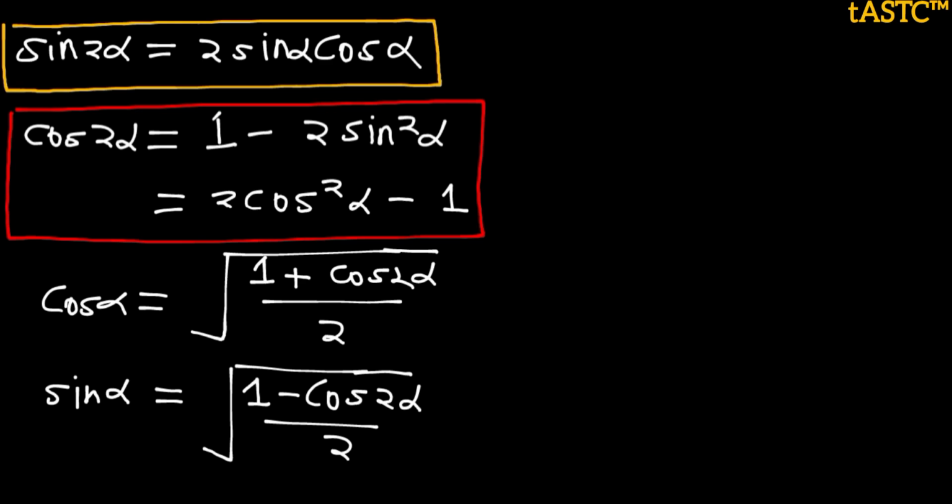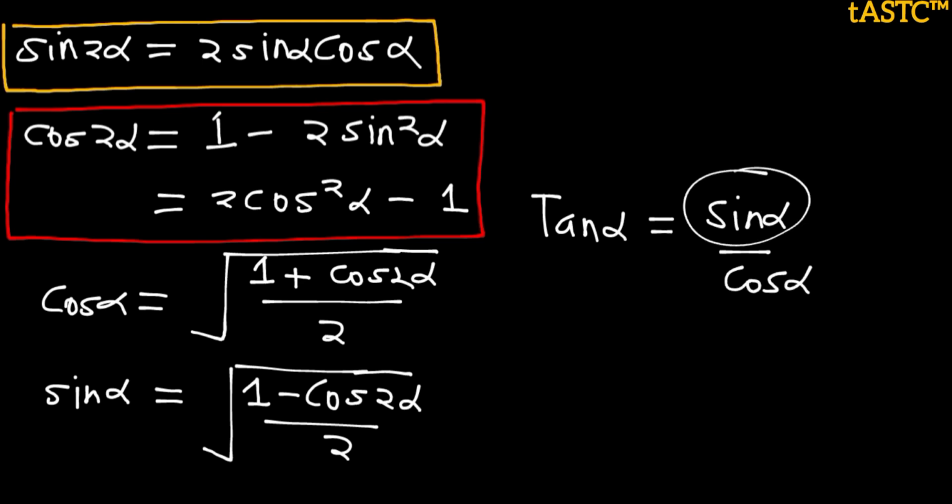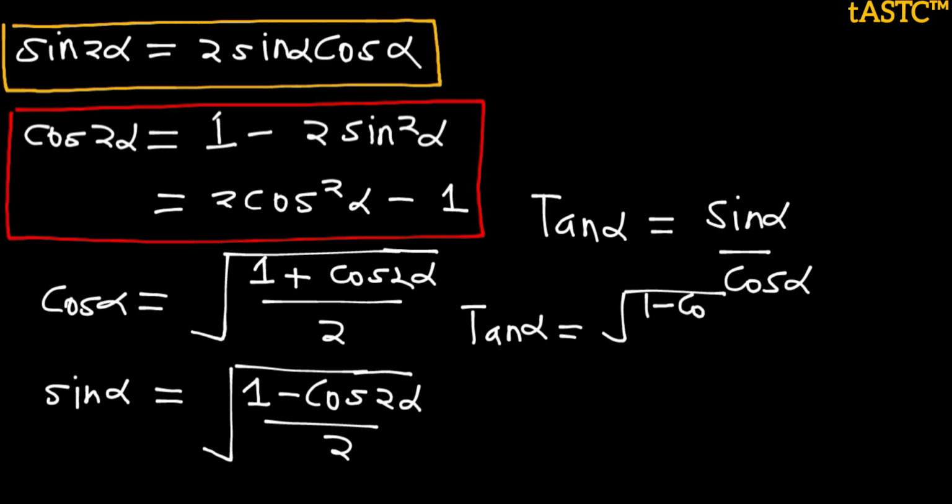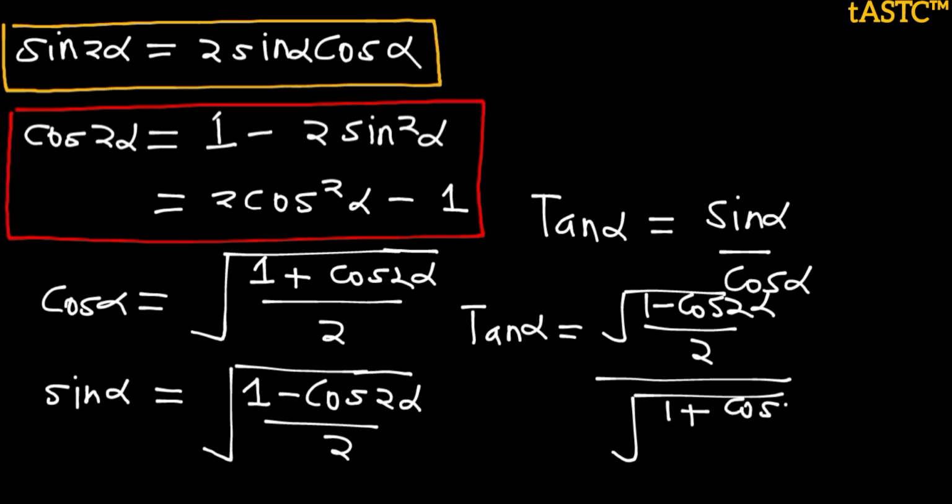Now, how about the tangent of a single angle? How are we going to find it? First off, we know that tan alpha should be equal to sine alpha divided by cos alpha. So we need to use what sine alpha is and what cos alpha is. That will lead us to tan alpha. We know that sine alpha is equal to the square root of 1 minus cos 2 alpha, divided by 2. We have this stuff divided by the square root of 1 plus cos 2 alpha, all divided by 2.